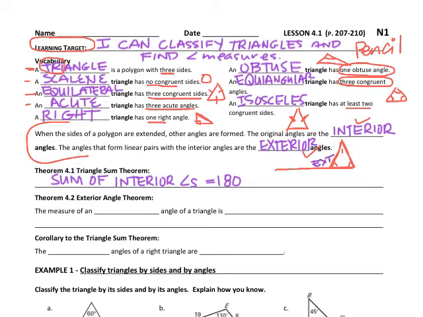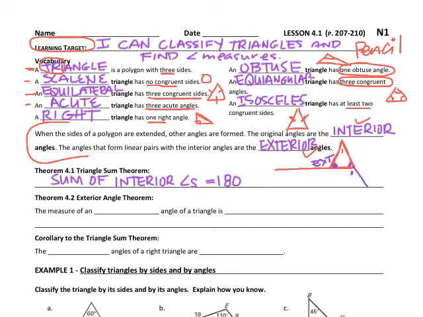It's outside of the triangle, but it is in a linear pair with the one inside here. So if I extended this side of the triangle down, then this exterior angle is now a linear pair with this angle here. So we have exterior angles, and then we have interior angles. So please make sure you know the difference between those.